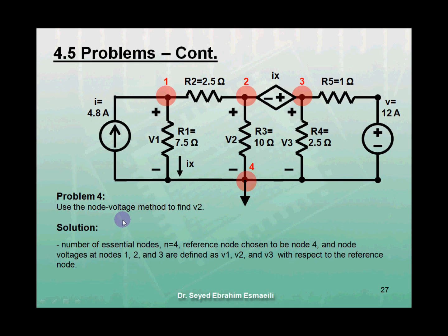In problem 4, we need to find V2 using the node voltage method. We start our solution by noting that the circuit has four essential nodes: node 1, node 2, node 3, and node 4, which is chosen as the reference node. The node voltages at nodes 1, 2, and 3 are defined as V1, V2, and V3 with respect to the reference node.